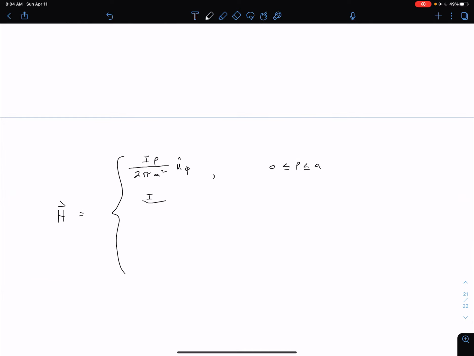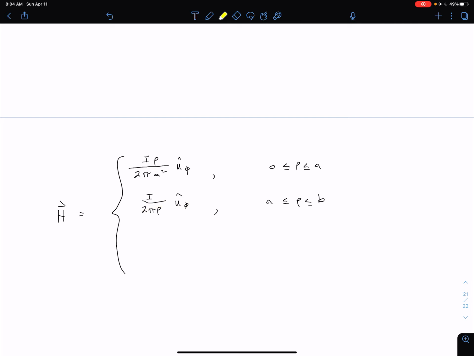So the second region is this region in between our two conductors, and so the expression for that becomes I divided by 2 pi rho in our phi direction. And so this is again going to be for rho between A and B as we have it defined above. And so that looks pretty familiar. So that's actually the expression right here for our infinite filament.